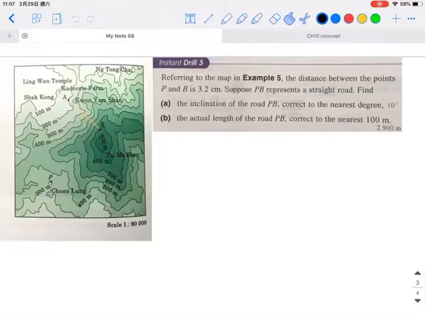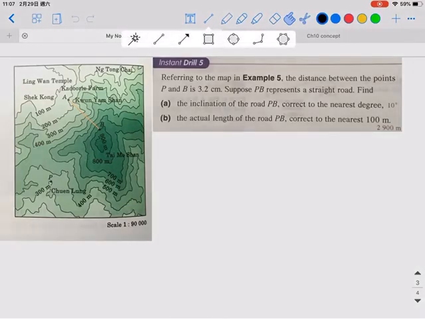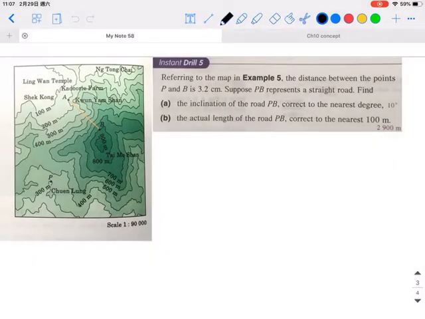Chapter 10, Instance 5. Referring to the map, the distance between the point P and B is 3.2 cm. This distance is what we call the horizontal distance. So that means PB is 3.2 cm.